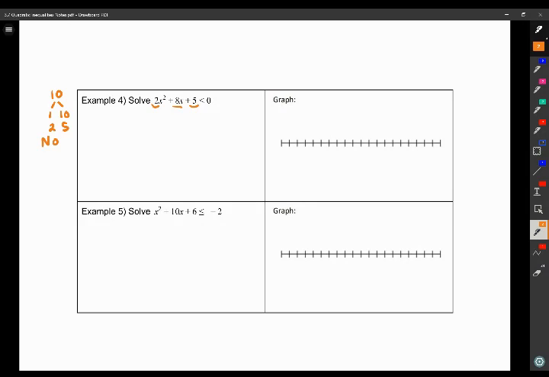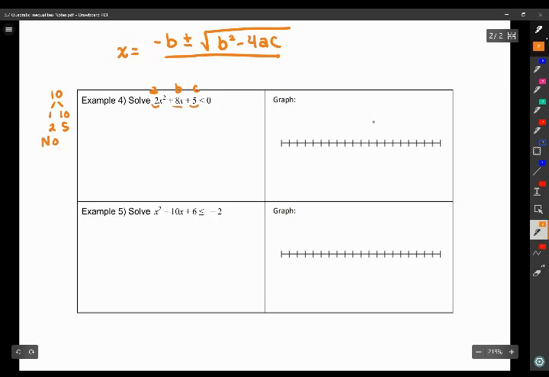And so remember with quadratic, this is A, this is B, this is C. So again, I'm going to write this up here for you. X is equal to negative B plus or minus the square root of B squared minus 4AC all over 2A. We did this right before Christmas, so hopefully you remember it.